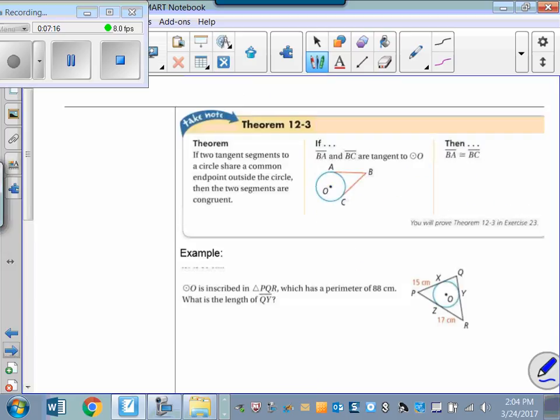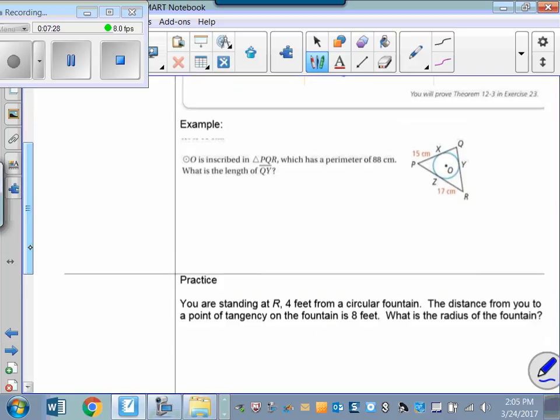Okay, another theorem here. If two tangent segments to a circle share a common endpoint, like they do here, endpoint B, then the two segments are congruent. So let's look at an example with that.